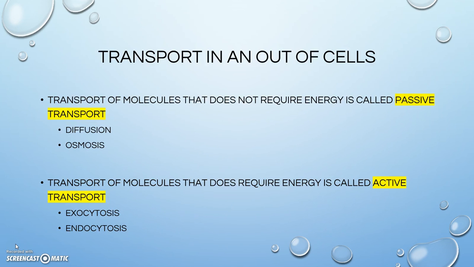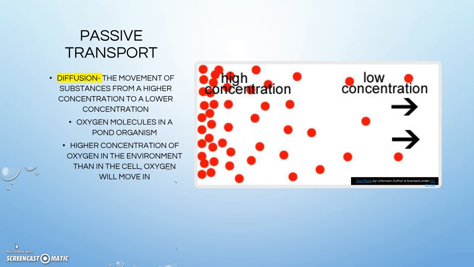So sometimes it requires energy, especially when it's bigger, and when it's not big enough, then it's passive transport. So the two we're going to talk about are diffusion and osmosis. And active transport is exocytosis, which is moving out of the cell, and endocytosis, which is moving things into the cell. So first we have passive transport, and the first example is diffusion.